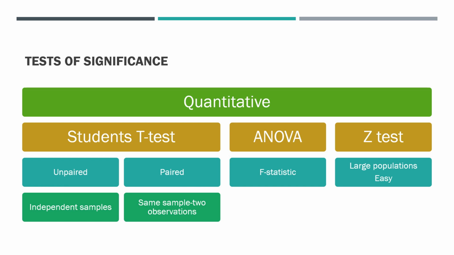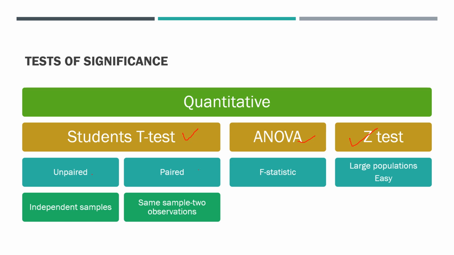Next, you have quantitative data. If you have quantitative data, there are three types of tests that can be applied. Note that I am just touching upon the most important tests of significance. There are so many tests of significance that can be done. Okay. So for quantitative data, there is student's t-test, ANOVA test and Z test. Student t-test is again divided into unpaired and paired.